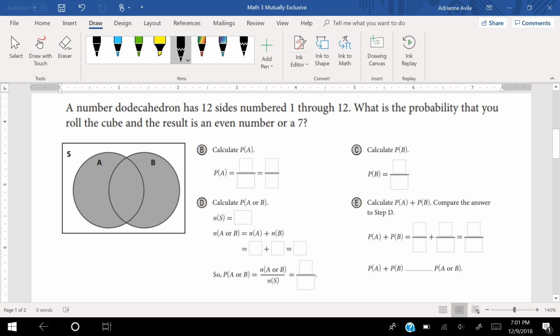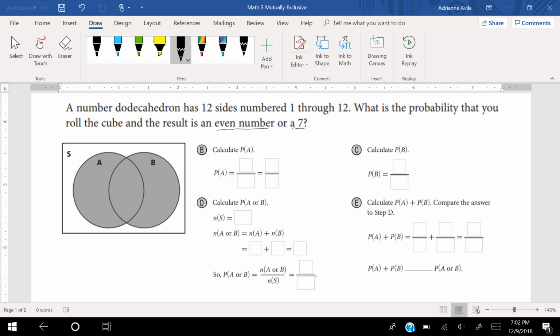A number dodecahedron is just a numbered cube that has 12 sides, numbered 1 through 12, just like a regular die would be 1 through 6. I want to find the probability that you roll the cube and the result is an even number or a 7. These two are mutually exclusive events because you cannot have an even number and 7 at the same time. So in this Venn diagram, we want to write in some of the values and see where they overlap.